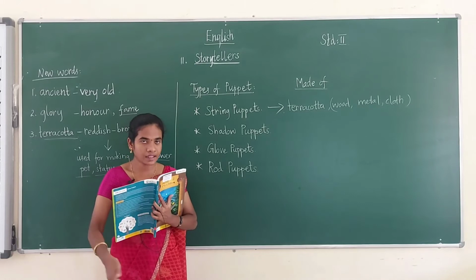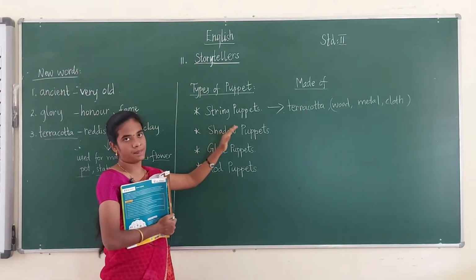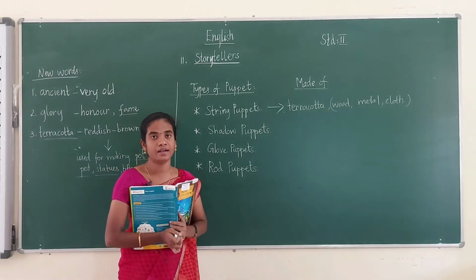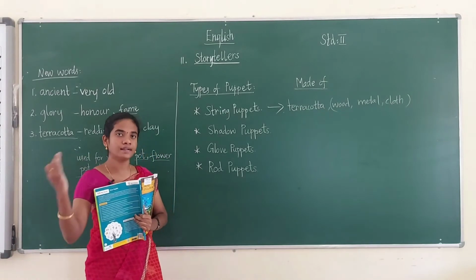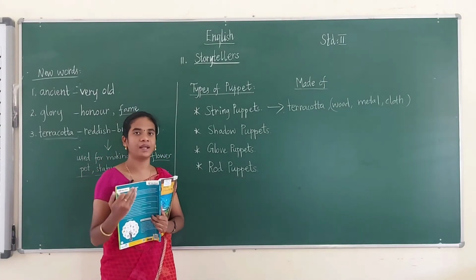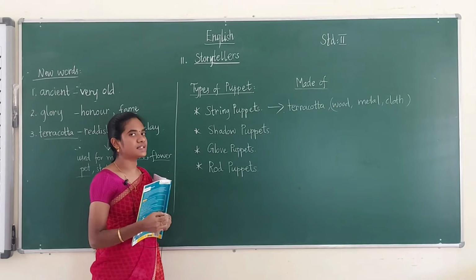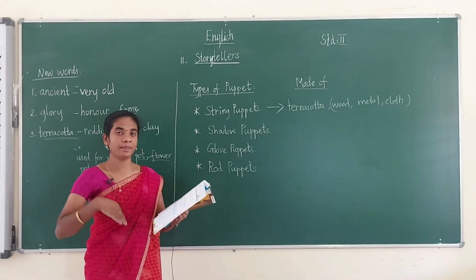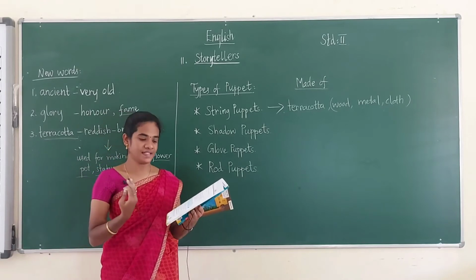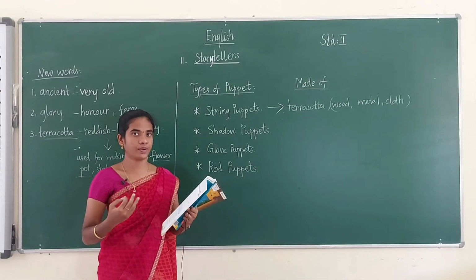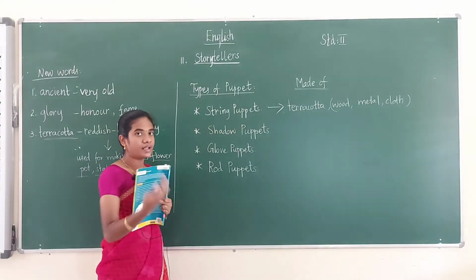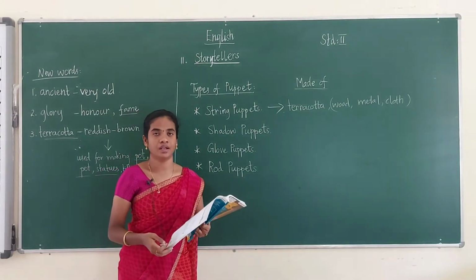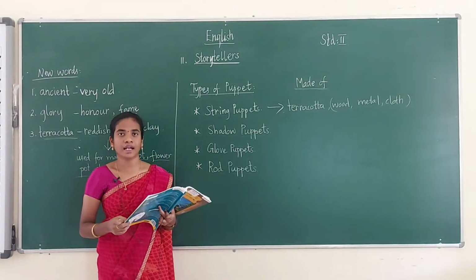Here we say string puppets. Rajasthan is a state, and in other states they have a different name. We say string puppet, but in Rajasthan the people say Katputli. Now students, pronounce the word Katputli.